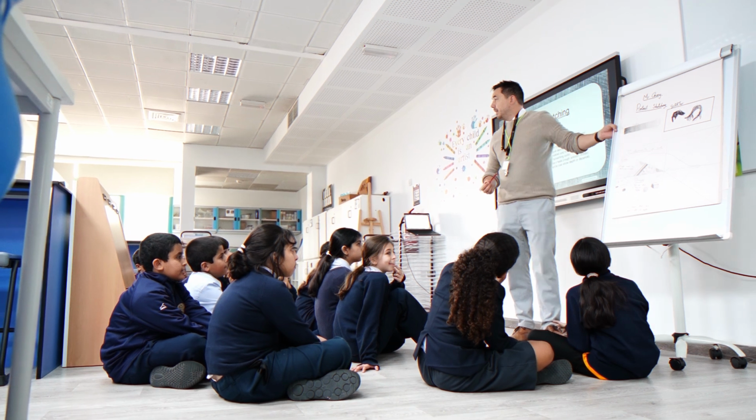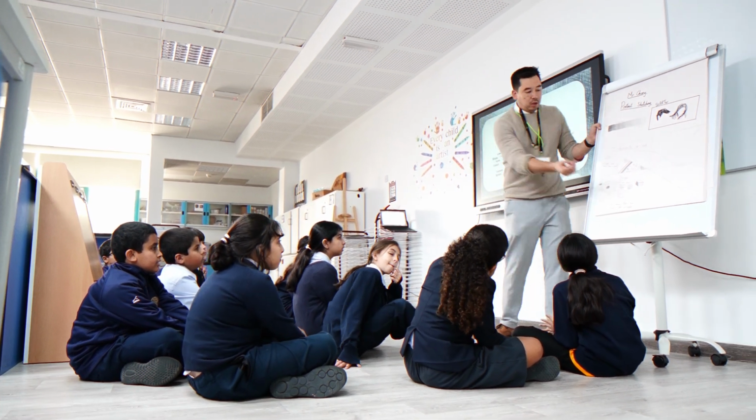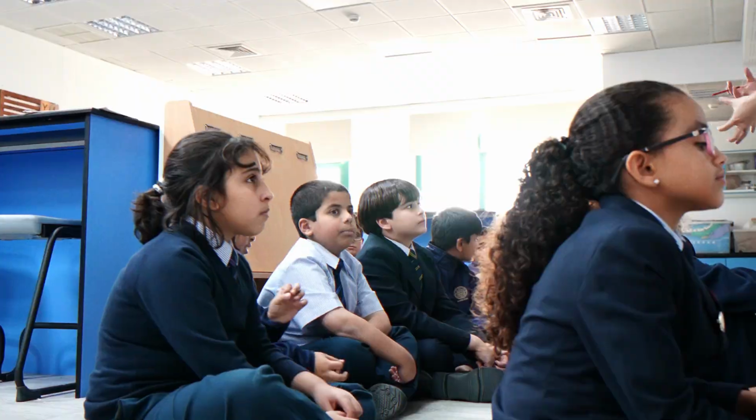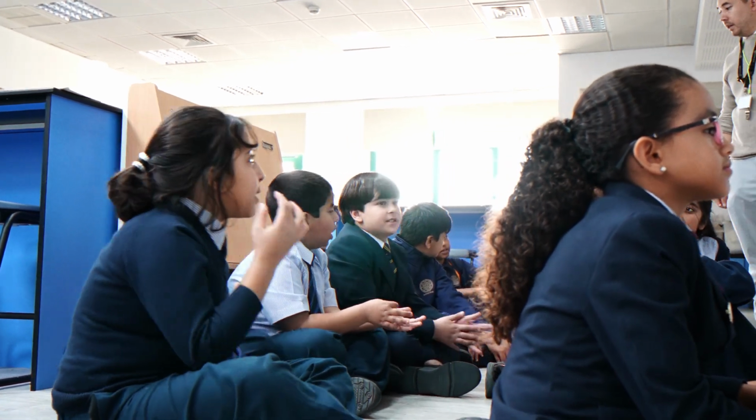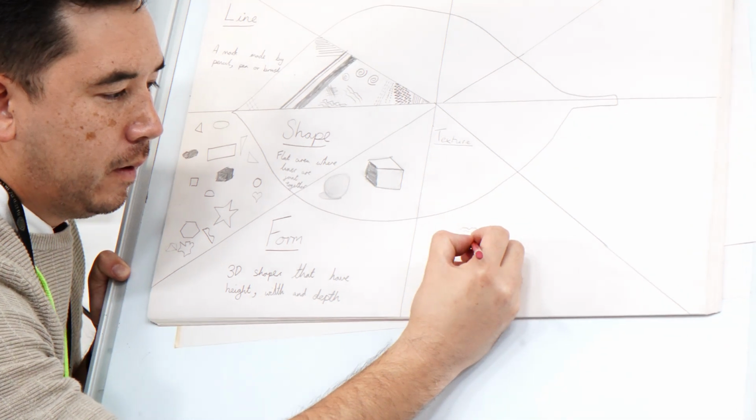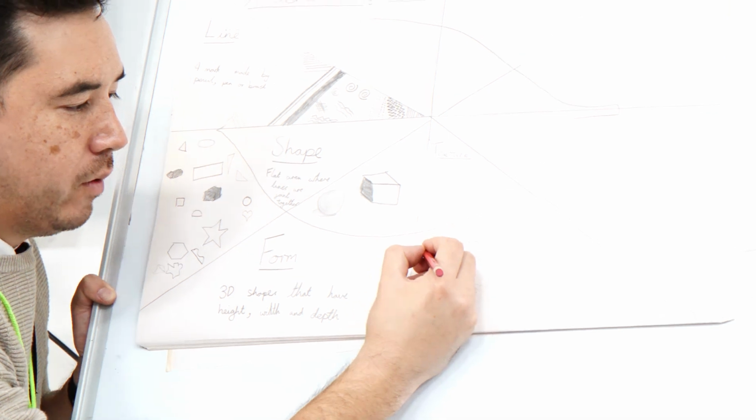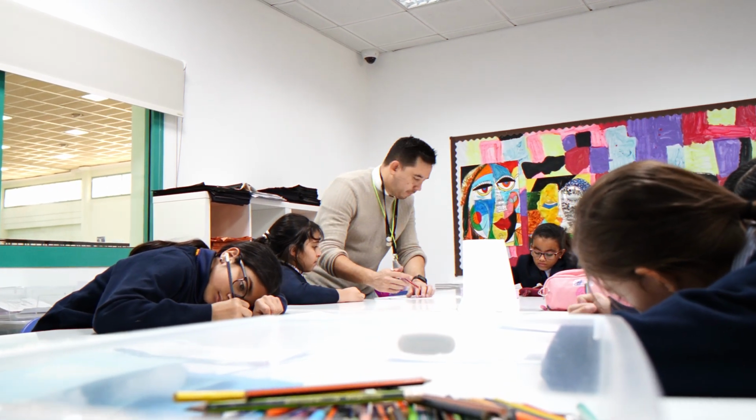Form, which is a 3D type of shape. So you can look at the shadows, you can look at the sides. Cube lessons give our Key Stage 2 pupils a fantastic opportunity to explore their creativity in exciting and meaningful ways.